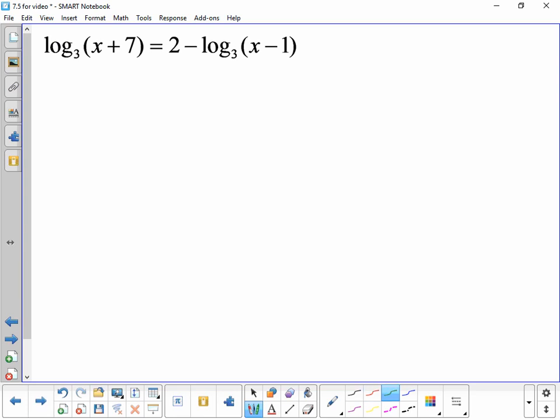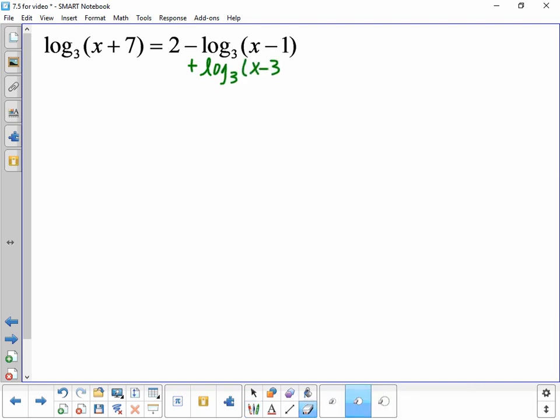So in this equation, we have the log base 3 of x plus 7 is equal to 2 minus the log base 3 of x minus 1. So our logs currently are on two separate sides of the equation. So we do want to be able to condense them. In order to condense them, we need to get them together. And it is fine to go ahead and add a log to both sides of the equation.